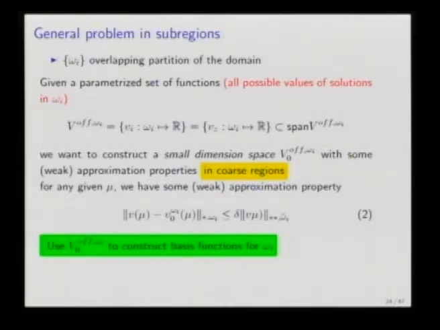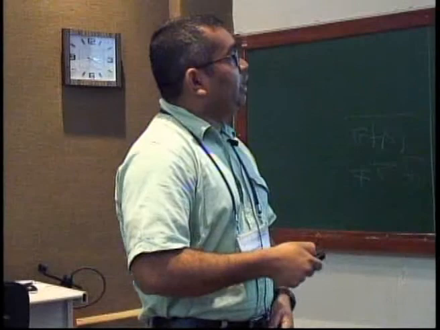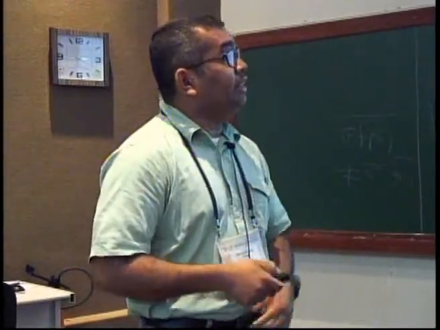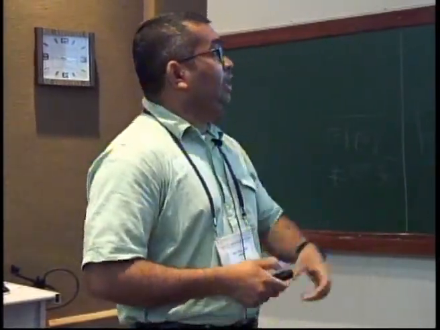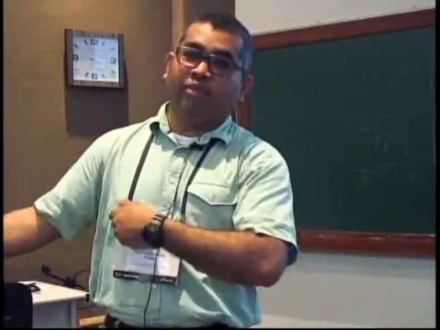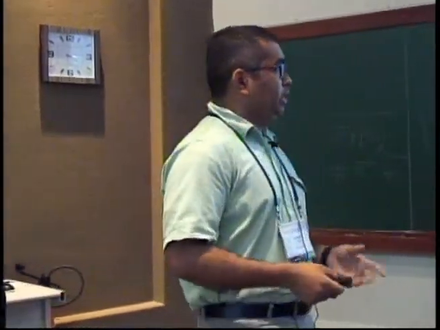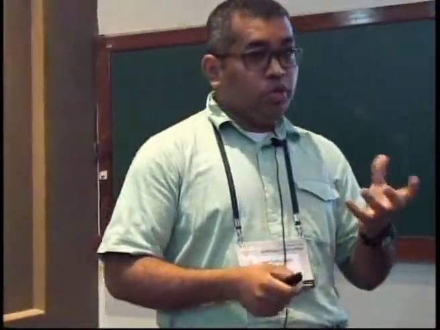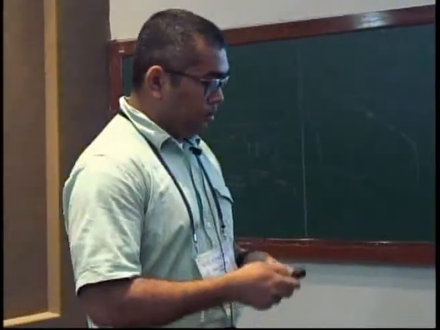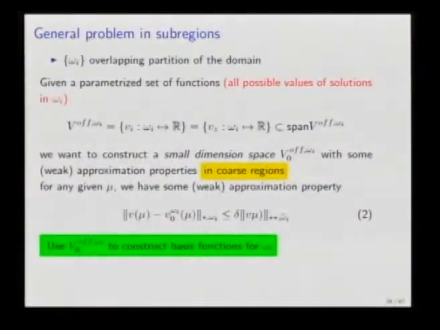And then we need some rule to compute for each V, coarse V, with some relative error. The idea is I have the total space of possible solutions in a piece, and then I reduce that to V0 in that piece of the domain. And then I use that space to construct the basis functions. Yeah, this is kind of automatic. It doesn't depend on the problem. You just have to choose how to do the reduction. But we have some rules to do that that are quite general.